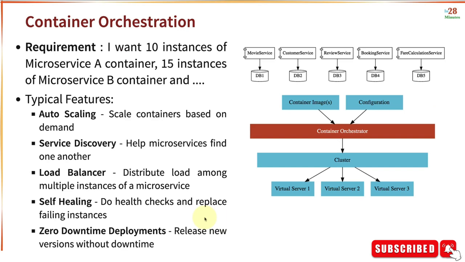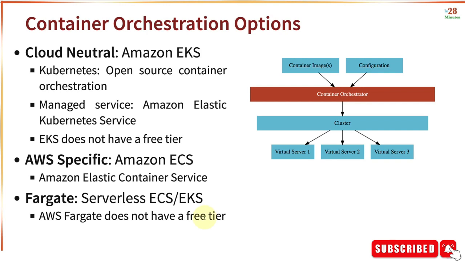In this step, we talked about the need for container orchestration, and we talked about the different container orchestration solutions in AWS. We talked about the cloud neutral option based on Kubernetes, which is Amazon EKS or Amazon Elastic Kubernetes Service. We talked about the AWS specific option, which is Amazon ECS or Amazon Elastic Container Service. And we also talked about how we can use EKS and ECS in a serverless way. That's where we can go for Fargate.